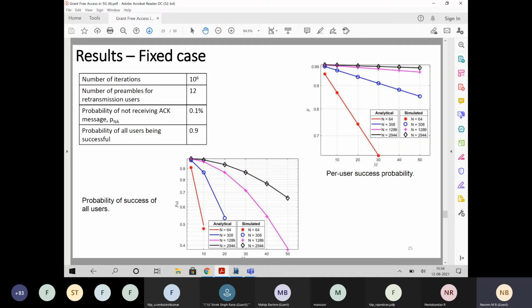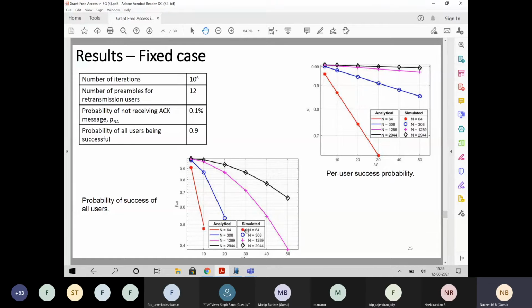So this was the success we got, the results for probability of success of all users in the bottom graph, and per user success probability; we have derived both the expressions, right? First thing is analytical and simulated are matching almost to the 6th decimal. We ran all the simulations in MATLAB over 10^6 iterations, and for retransmitting users, we had only 12 preambles. They could pick only one of the 12 preambles. For others, we used more preambles.